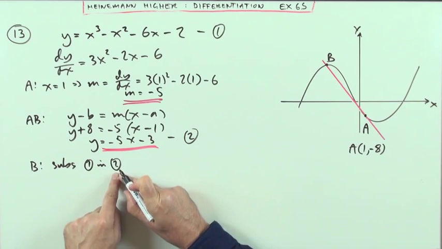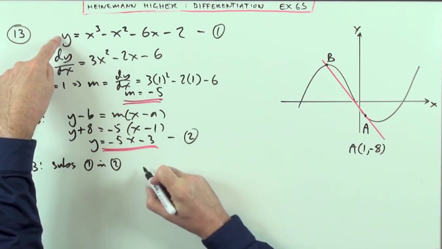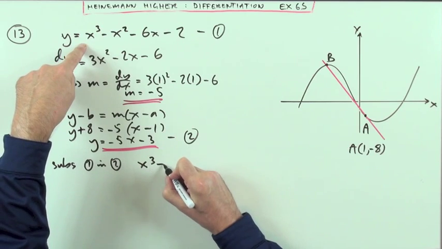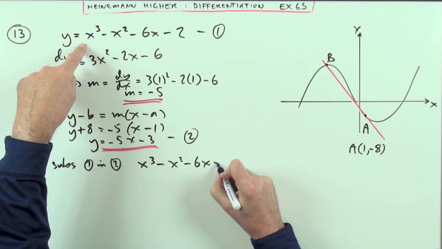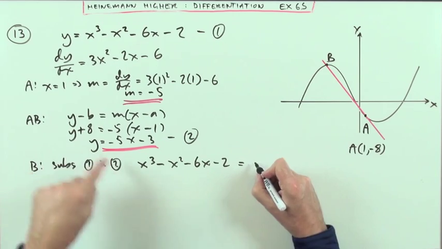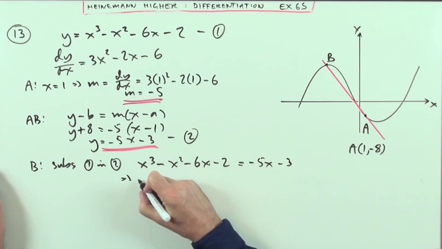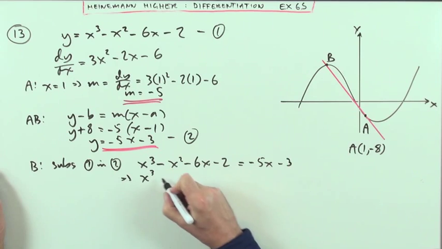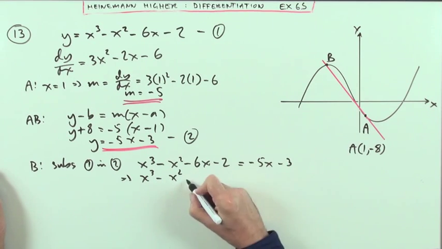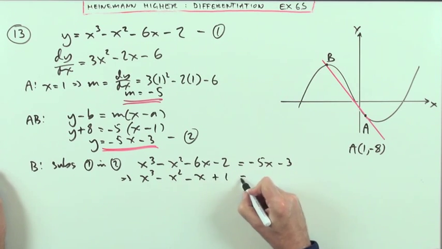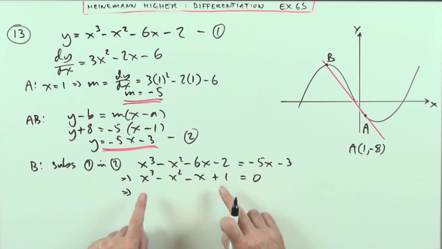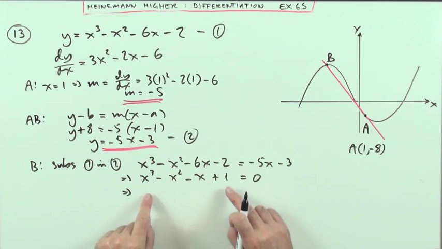So in writing out 2, I carry out the substitution applied by 1, which is put x cubed minus x squared minus 6x minus 2 instead of y equal to -5x minus 3. Everything over to one side so I can factorise it. X cubed minus x squared minus just 1x, but plus 1 equals 0. And now, there's a polynomial degree 3 to factorise.